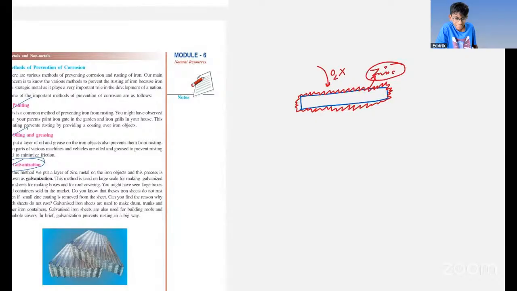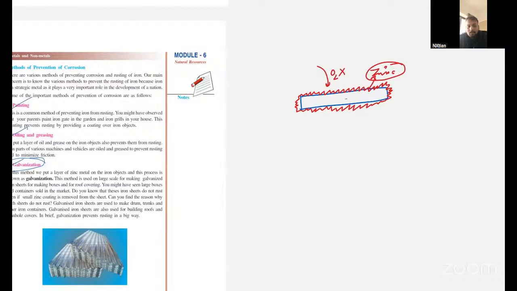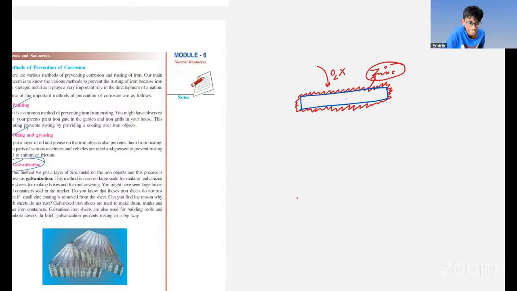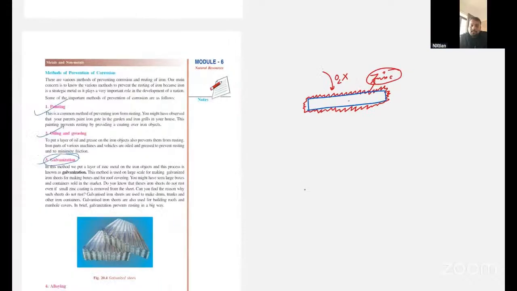But sir, zinc is more reactive than iron, sir. It is reactive, but when zinc is there, the strength of the iron will not be affected. The strength of the iron should remain the same, that is what we need. Okay, so this is called galvanization.